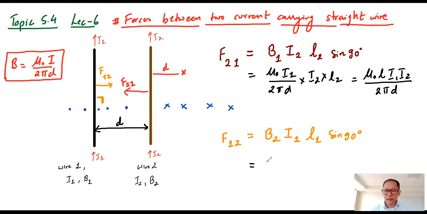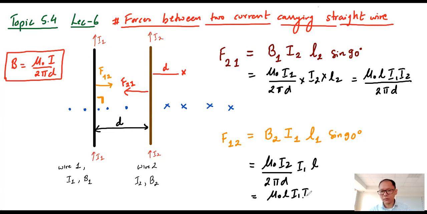Likewise, I can also write here B2 as mu naught I2, okay, divided by 2 pi d, times I1. Instead of L1, I'll just write L because I'm assuming both the wires have the same length. And likewise, you have mu naught L I1 I2 by 2 pi d.